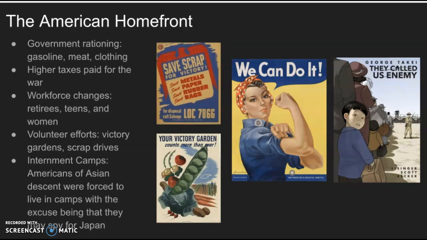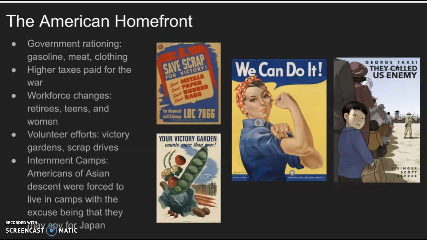Schools and people planted victory gardens so that there was a surplus of food, or extra food, to be sent overseas. There were scrap drives where people would save metal, paper, rubber, and rags. They recycled that, and then they used it to create things like munitions and ships and planes and things for the war.